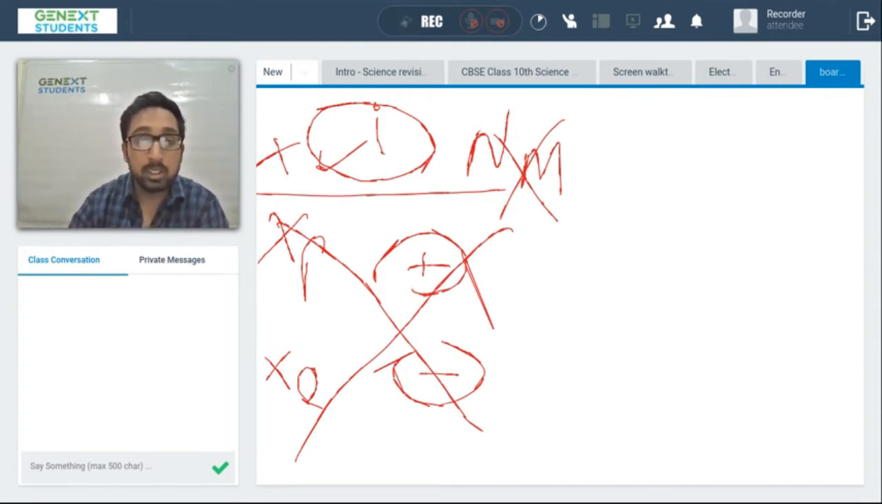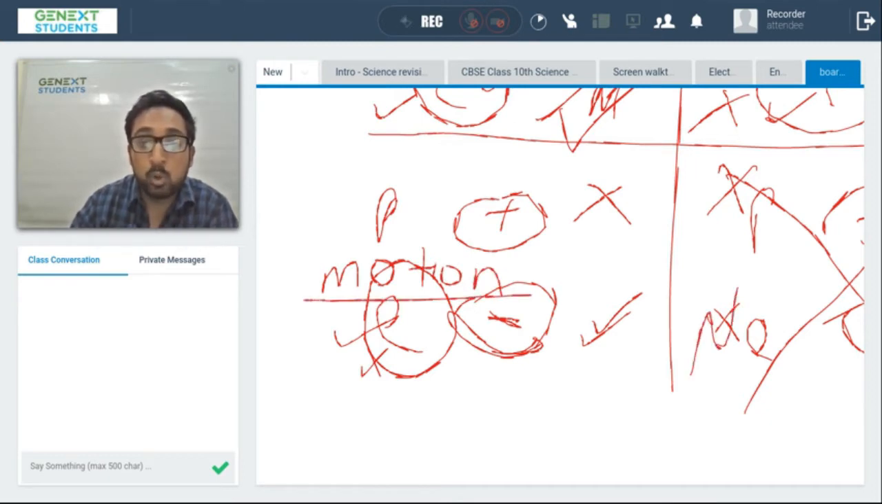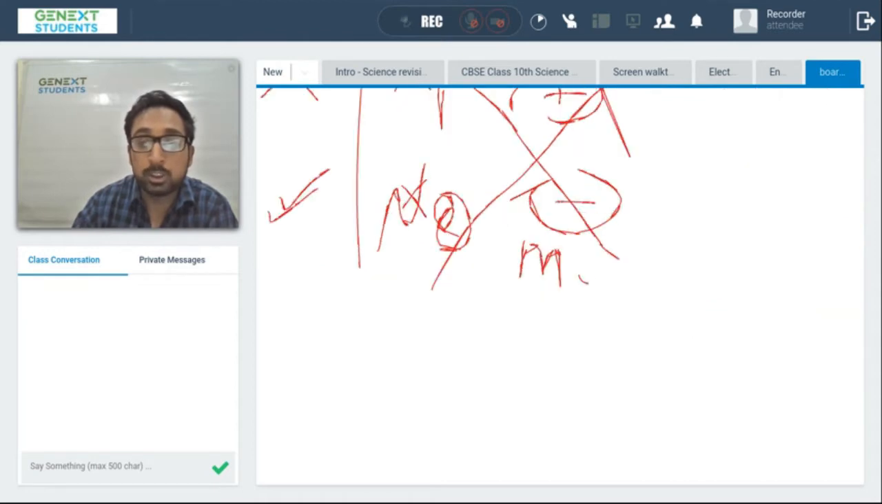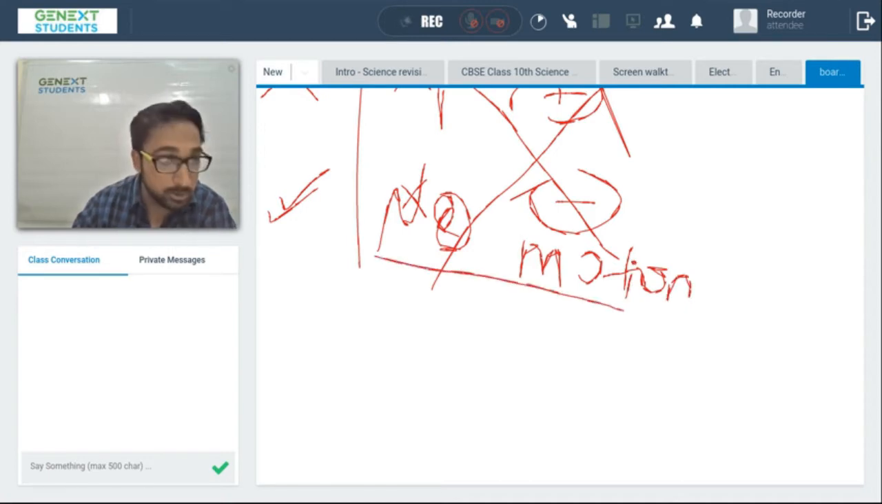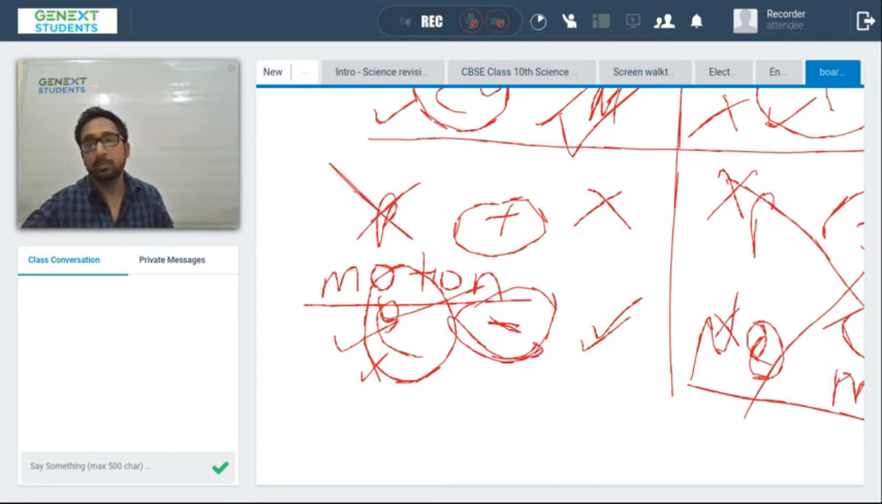Here in conductors there is motion. That means electrons are free to move. Whereas here there is no motion. There is no motion of either electron or proton. And here there is only motion of electrons and no motion of protons. Just understand that. That is the basic difference between conductors and insulators.